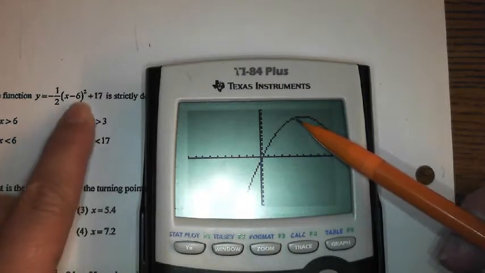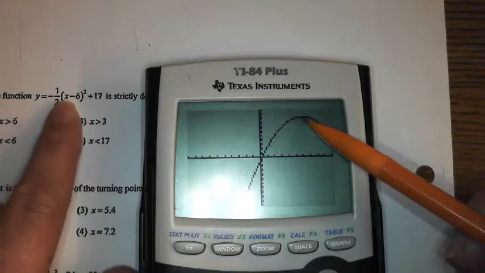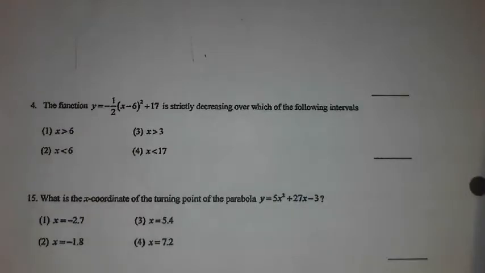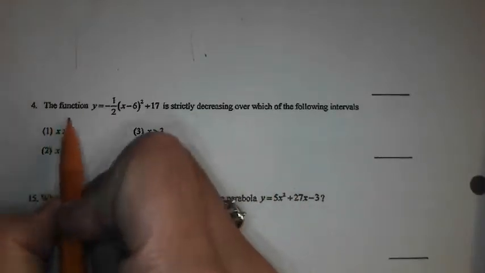We can see that. That's the benefit of this format. So from 6 and beyond, it's decreasing. So what's our answer? 1. Andrew.